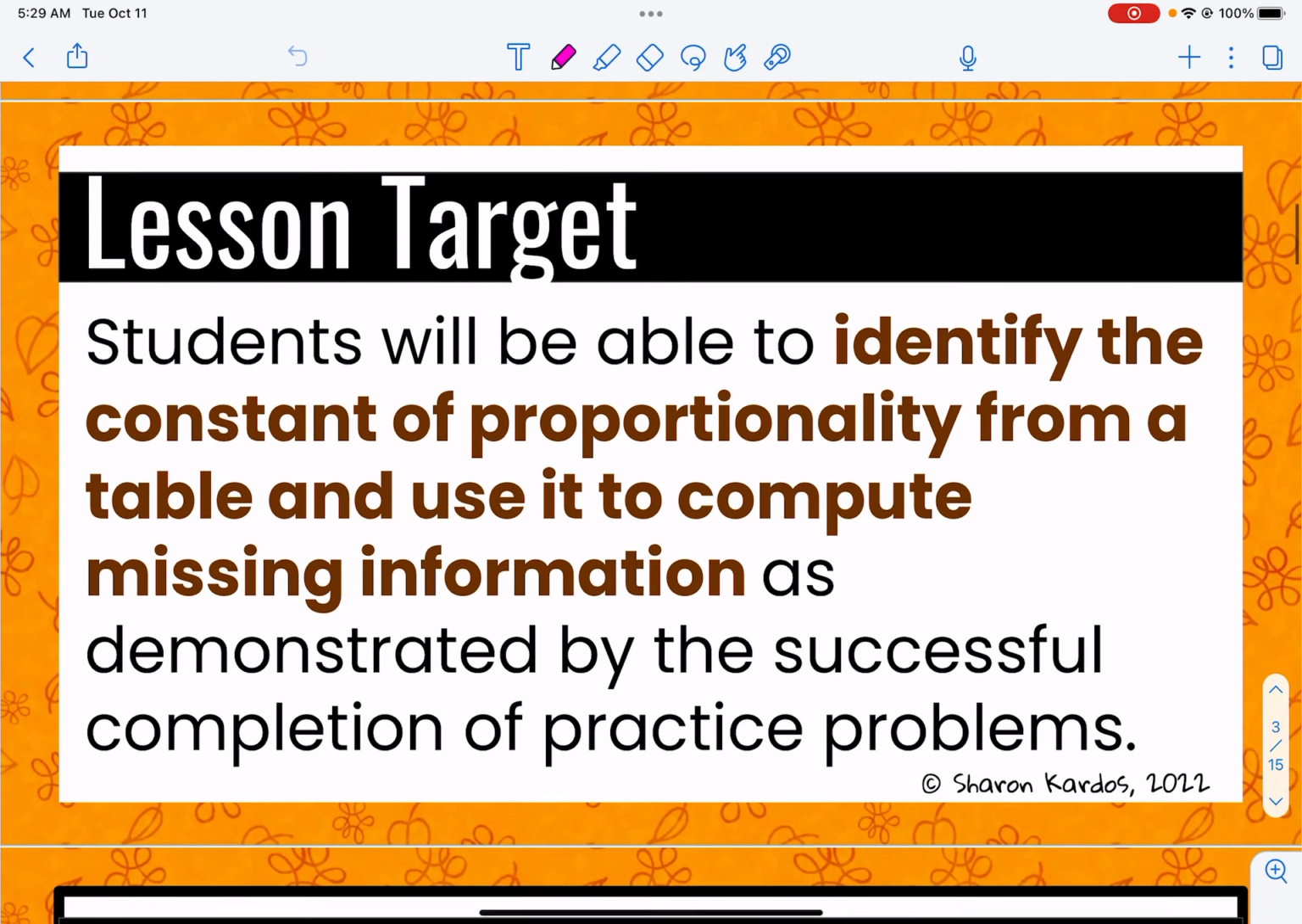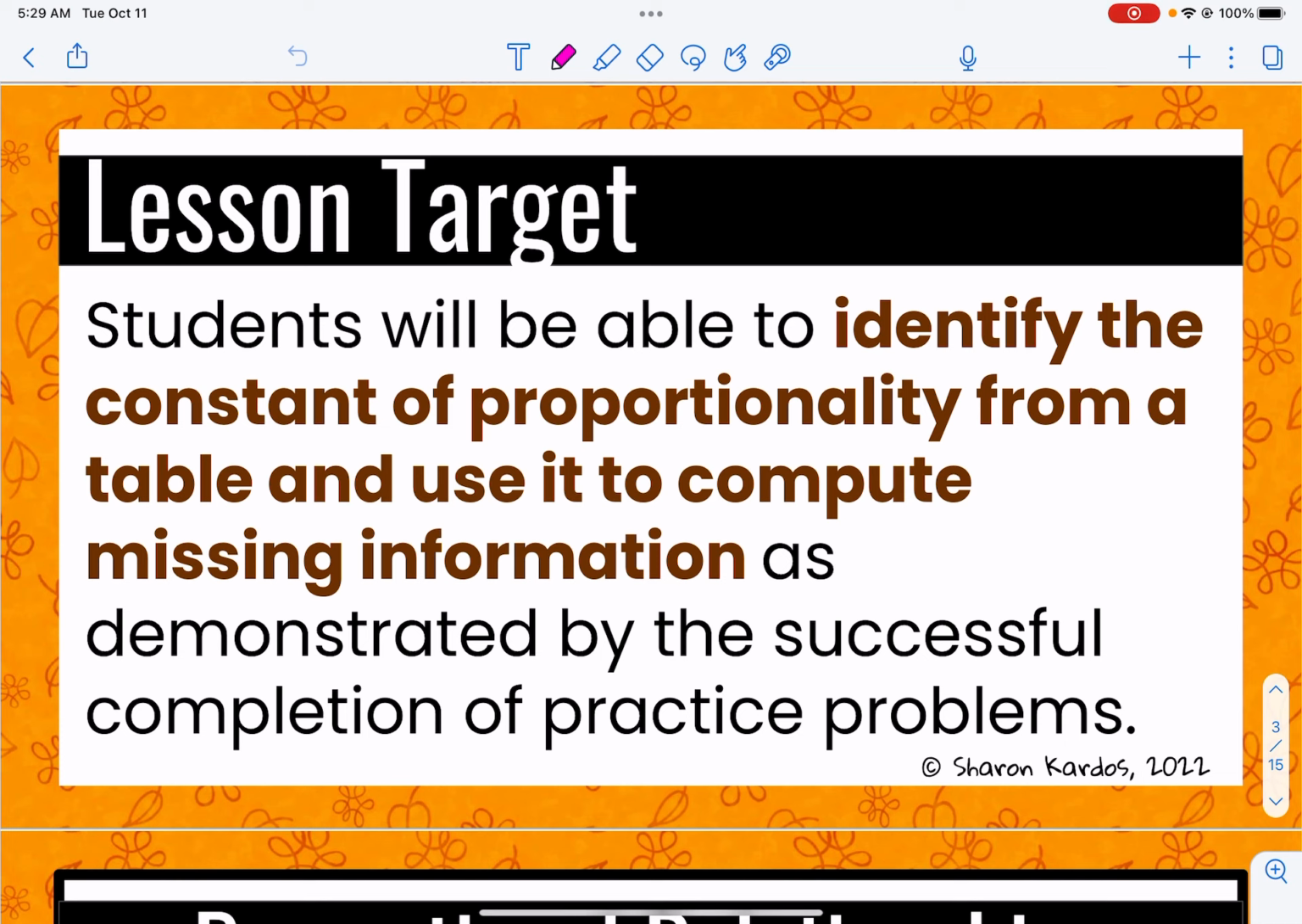Our lesson target today is that students will be able to identify the constant of proportionality from a table and use it to compute missing information. And as always, we're going to demonstrate this by completing some practice problems.